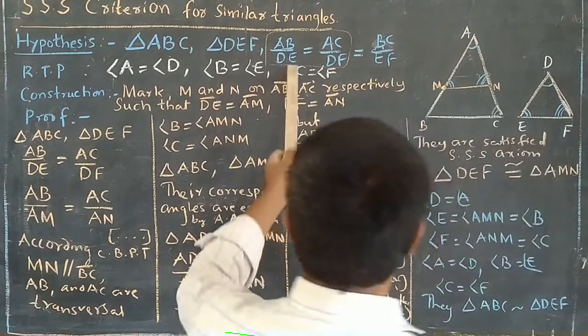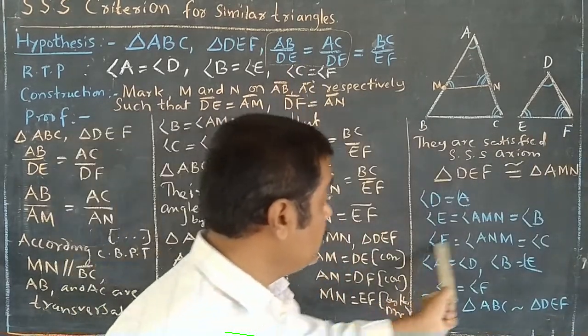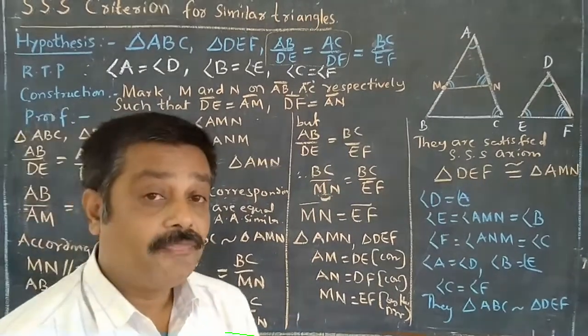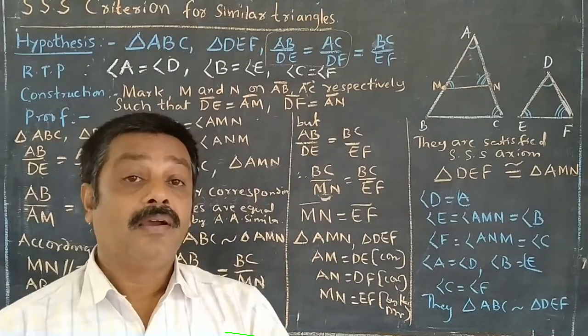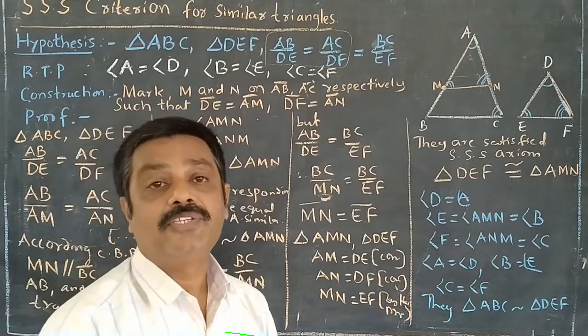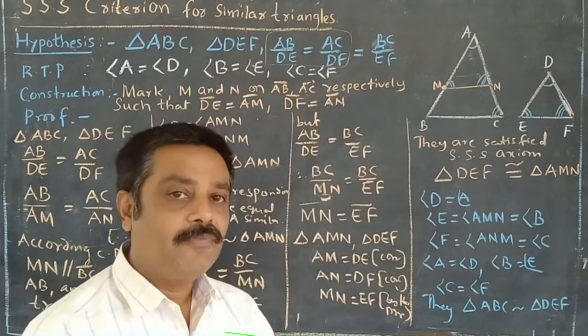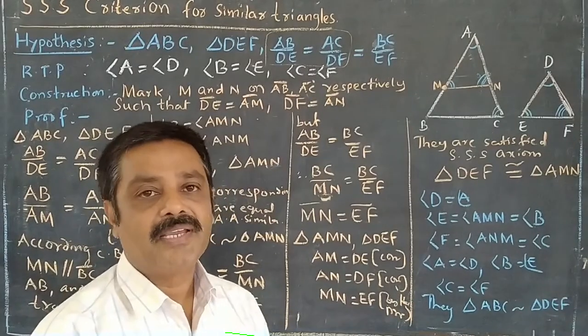Given that corresponding sides are in the same ratio, I proved the corresponding angles are equal. Then we understood: if two triangles have their corresponding sides in the same ratio, we have to accept the corresponding angles are equal. Then we have to accept the two triangles are similar.